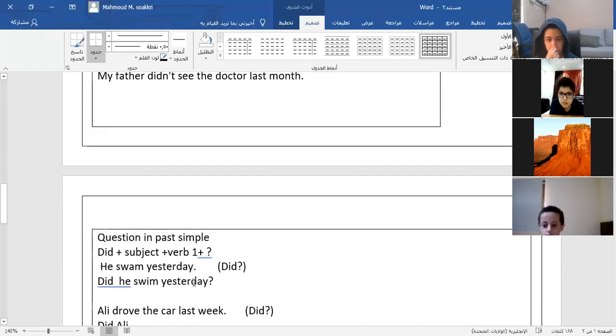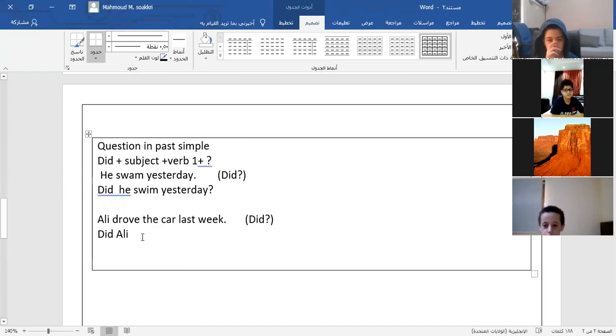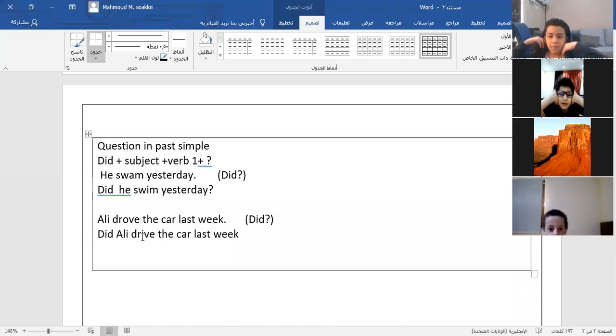So we say, did Ali drive the car last week? Now we put a full stop or a question mark. Question mark. Excellent. We put a question mark. That's right. Thank you, Qusay.